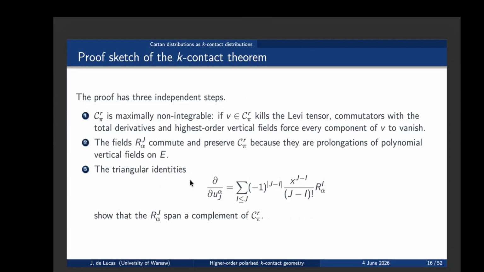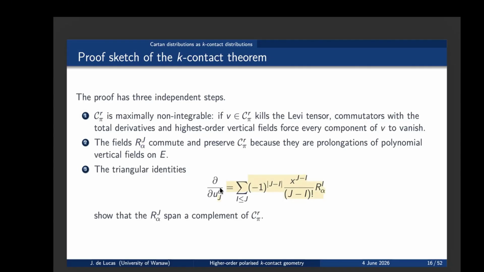This is the sketch of the Cartan contact theorem, but the idea is that the Cartan distribution is maximally integrable. This is known. The R-Gα commute and process here because they are prolongations of polynomial vector fields on base coordinates on E. These identities allow you to say that they are linearly independent and they give you a local frame. So it's more or less the idea.